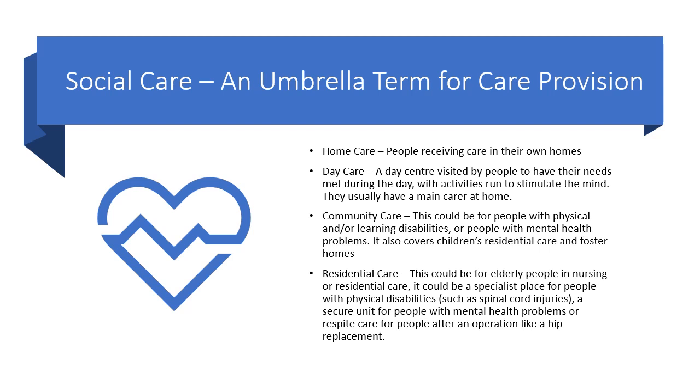And residential care, so this could be for elderly people in nursing or residential care. It could be for a specialist place for people with physical disabilities such as spinal cord injuries, and a secure unit for people with mental health problems, or respite care for people after an operation like a hip replacement. So you may be familiar with some of these terms.